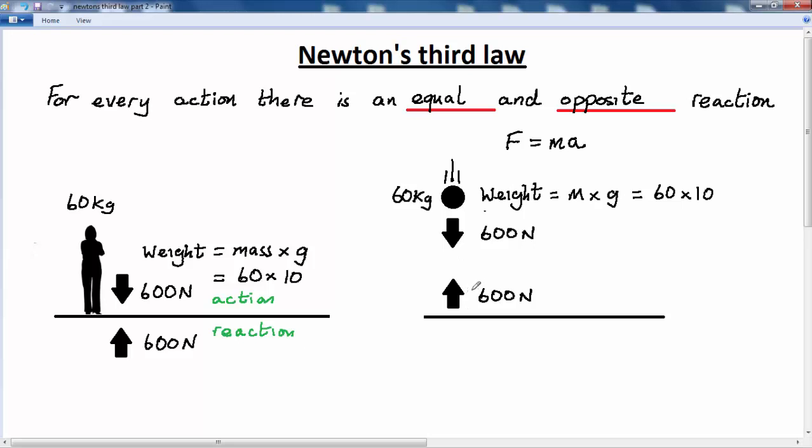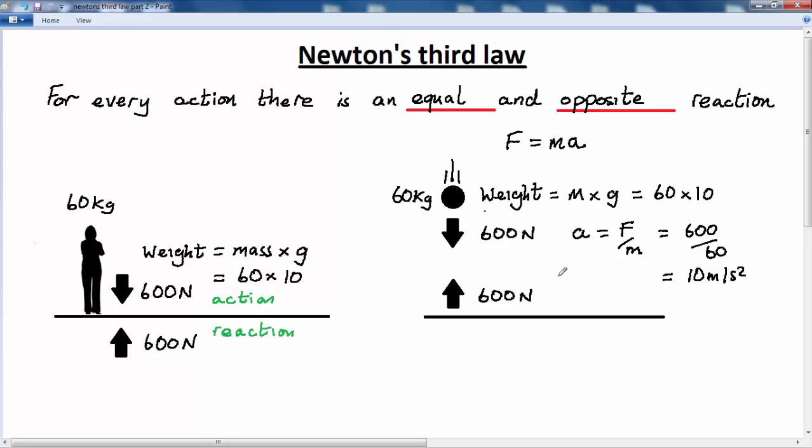The only difference is in the sizes of the accelerations. Let's just calculate those explicitly. So rearranging Newton's second law, we can say that the acceleration of the cannonball is equal to the force that's acting on it divided by its mass. The force is 600 newtons and the mass is 60 kilograms, and so that gives us g, the acceleration due to gravity, which is 10 meters per second squared.